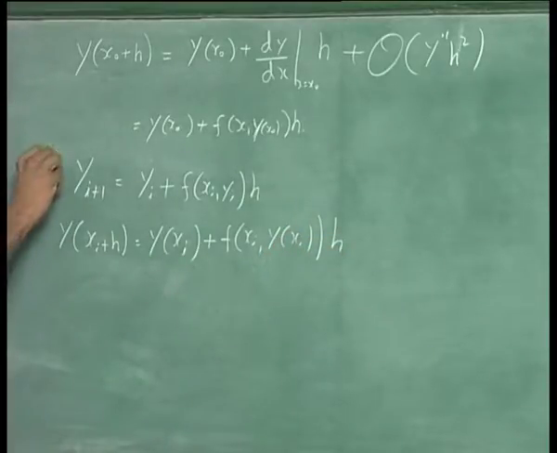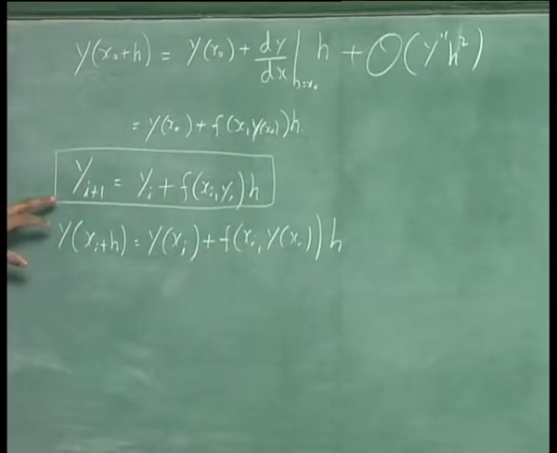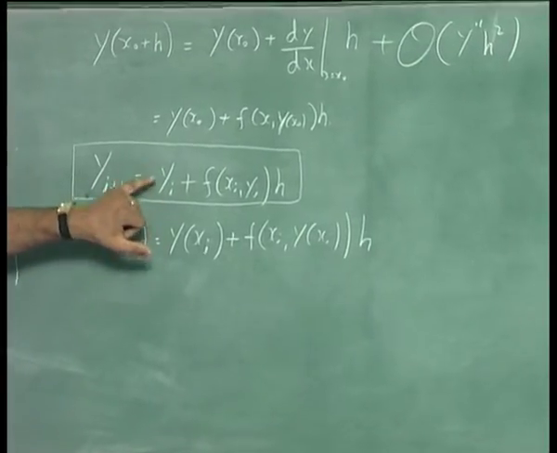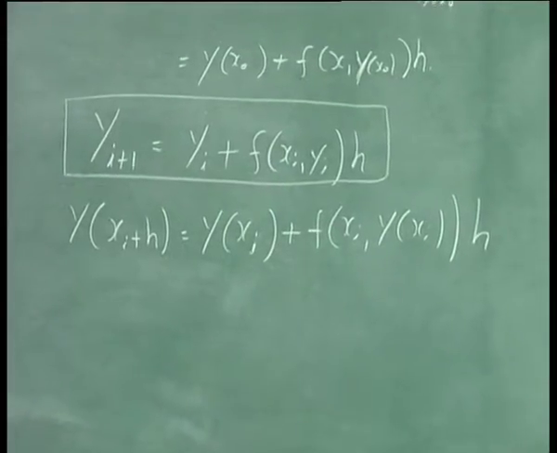So this is a general formula which you are going to use. If I know y at i equal to 0, that is y0, then I can continue and build up the function value, the y value, as we go along.